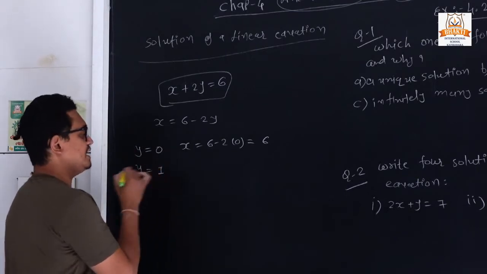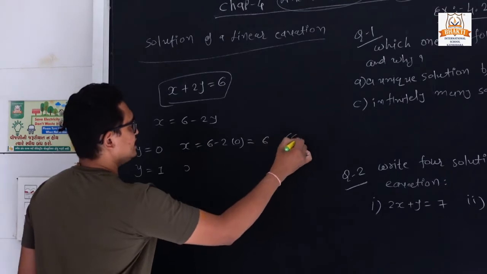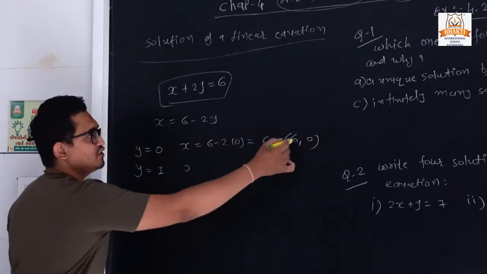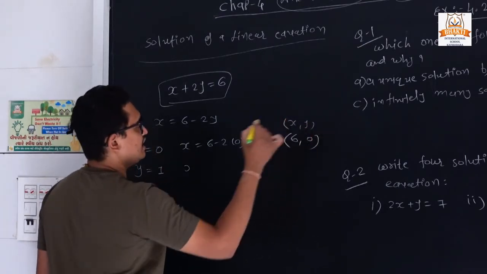Now we will put y is equal to 1. So what is our solution? x is 6 while y is 0. So it is our first solution, 6 comma 0. So first the value of x, comma y.